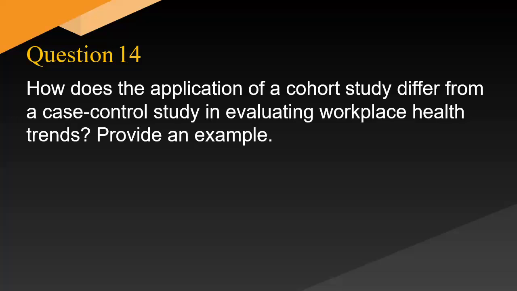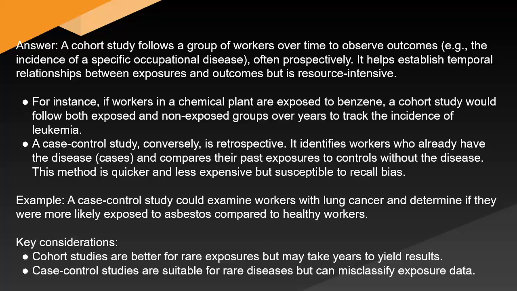Provide an example. Answer: A cohort study follows a group of workers over time to observe outcomes, e.g., the incidence of a specific occupational disease, often prospectively. It helps establish temporal relationships between exposures and outcomes, but is resource intensive. For instance, if workers in a chemical plant are exposed to benzene, a cohort study would follow both exposed and non-exposed groups over years to track the incidence of leukemia.